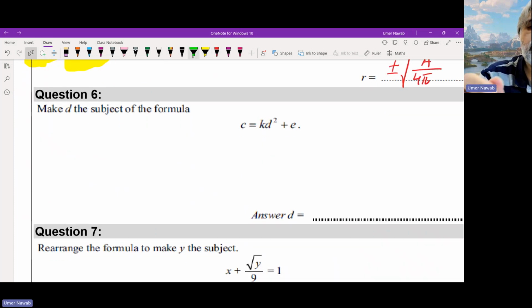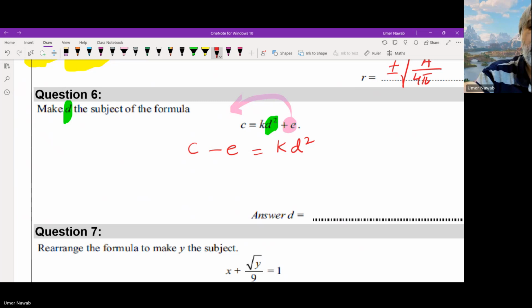Question number 6. I have to make D as a subject. So step by step, first of all, I take the plus E to the left. So this gives me C minus E is equals to KD squared. After that, the K which is multiplying here, I will take it on the other side and write C minus E whole over K is equals to D squared.